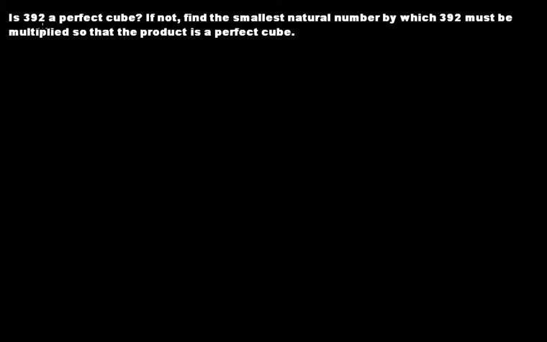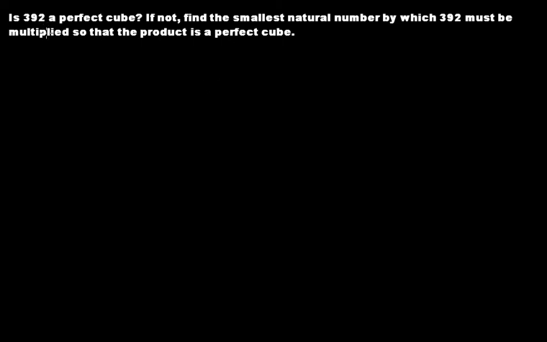Is 392 a perfect cube? If not, find the smallest natural number by which 392 must be multiplied so that the product is a perfect cube. So we have this number 392. We don't know whether this is a perfect cube. So if this is not a perfect cube, we have to multiply this number by a smallest natural number so that the product we get is actually a perfect cube.